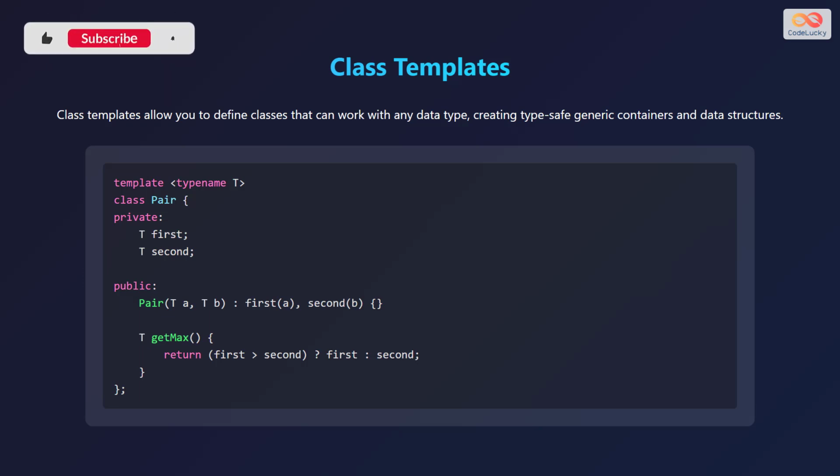Class templates allow you to define classes that can work with any data type, creating type-safe generic containers and data structures. Here's an example. The code shows a class template named Pair that can store a pair of values of the same type, T. It has private members, first and second of type T, a constructor to initialize them, and a getMax function that returns the larger of the two values.